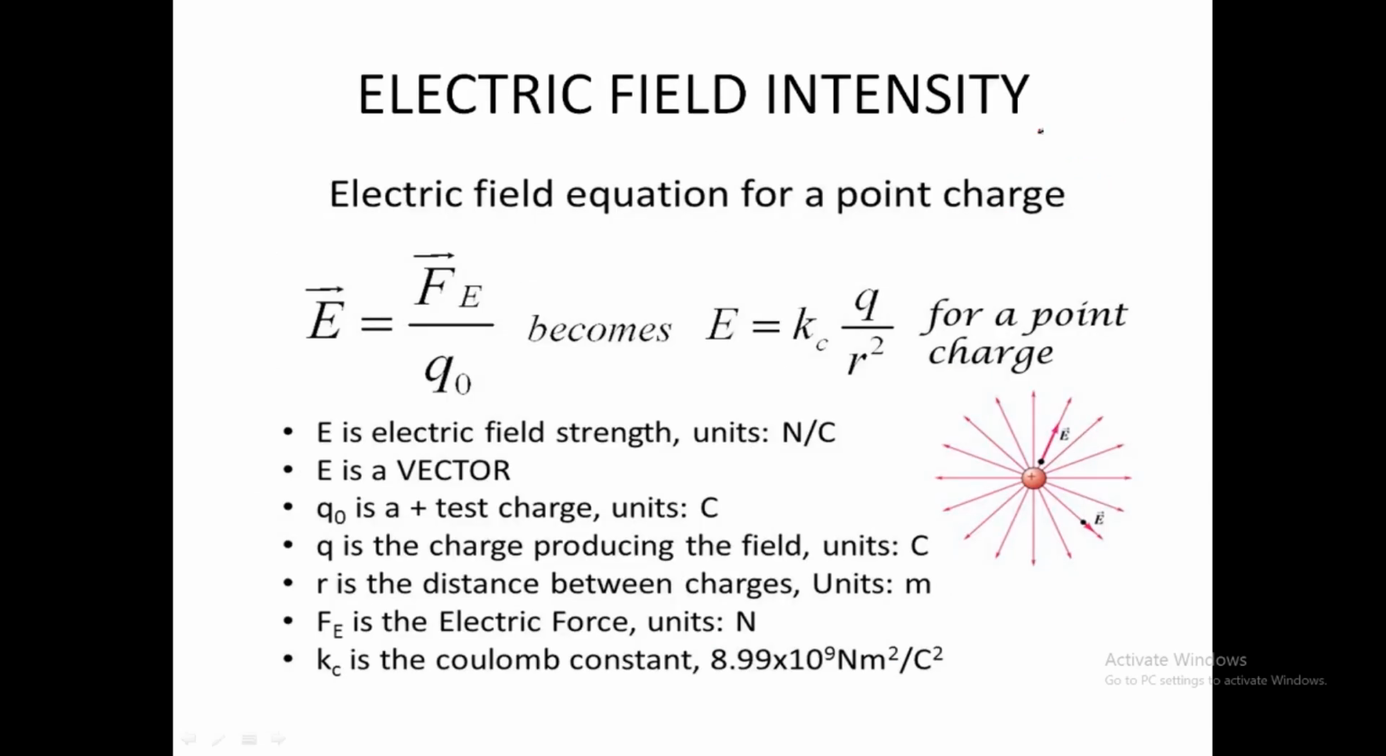So next one is electric field intensity. I already explained about it. It is the force experienced per unit charge. That's why it is F vector by q naught, for a unit positive charge. It can also be written as Kc into Q by R square, where Kc is the Coulomb's constant, Q is the charge, and R is the distance between the charges.